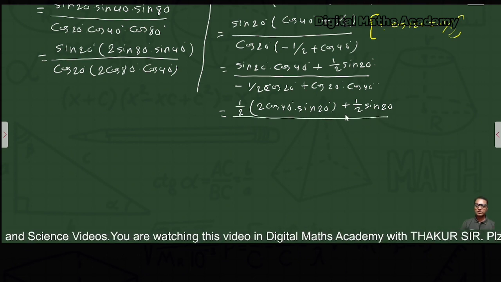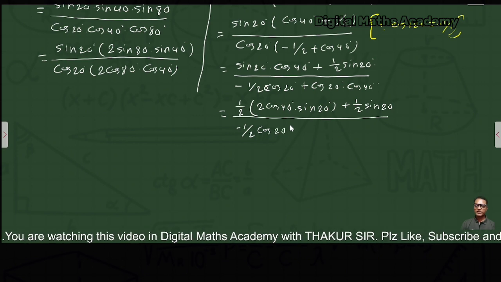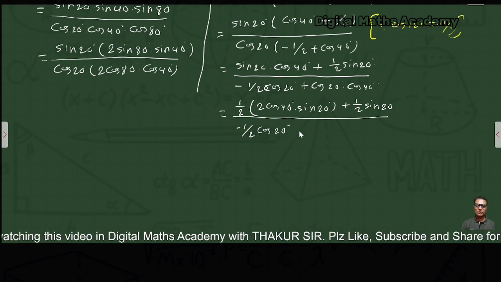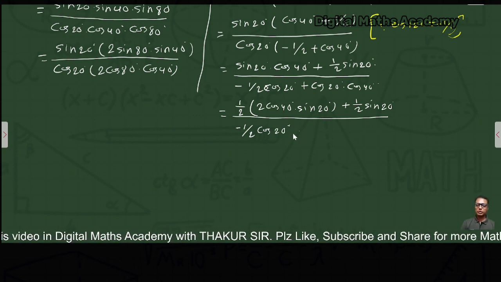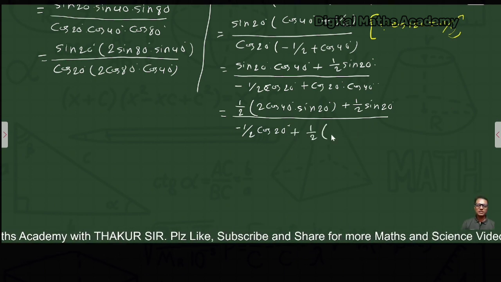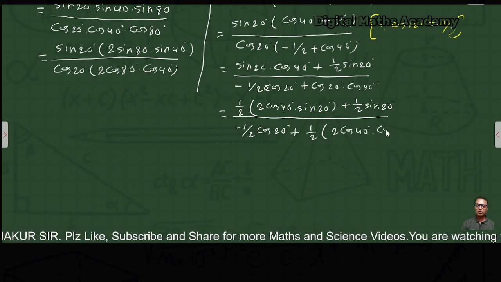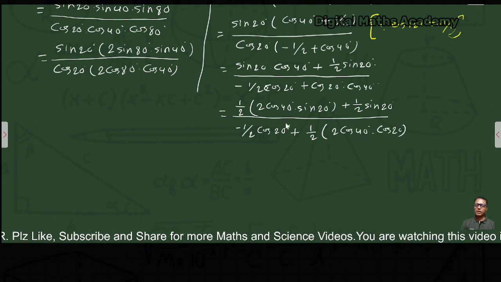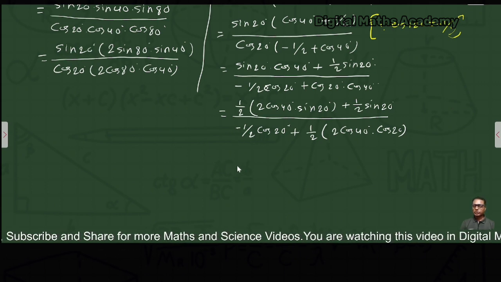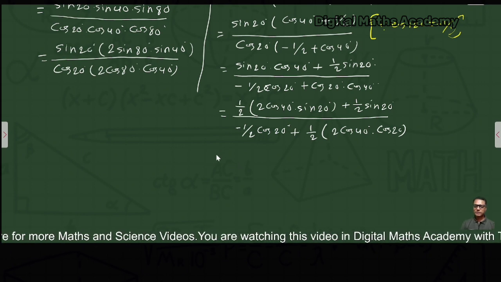Now at the denominator we have minus 1 by 2 cos 20 degree, plus 1 by 2 inside the bracket 2 cos 40 degree dot cos 20 degree. So once again we are going to apply the formula.